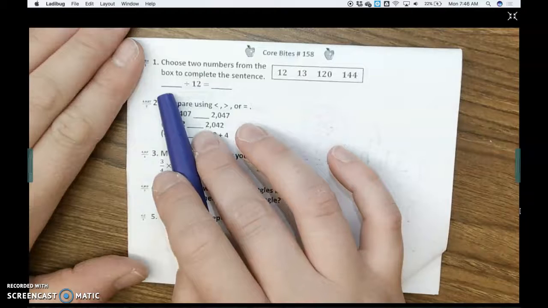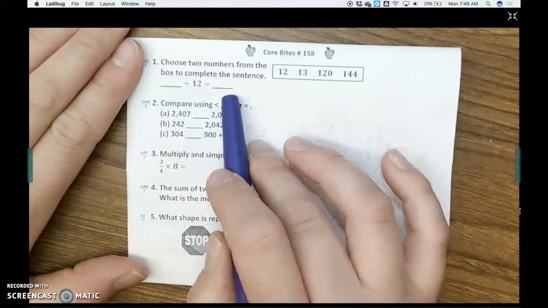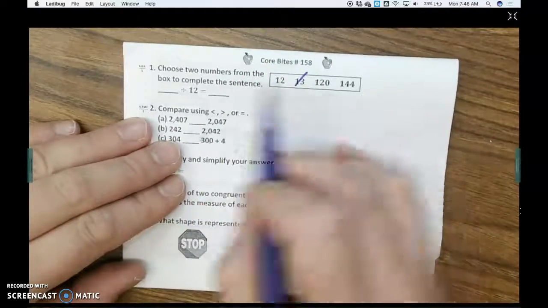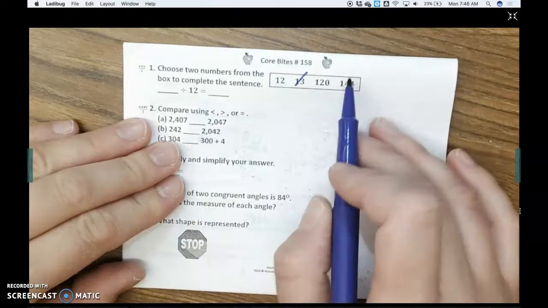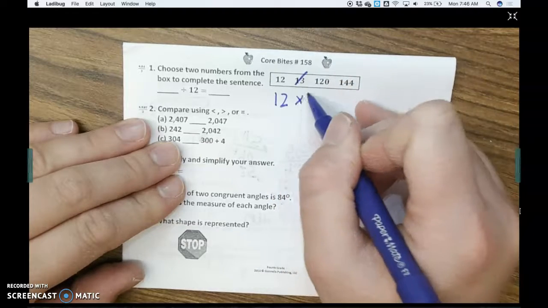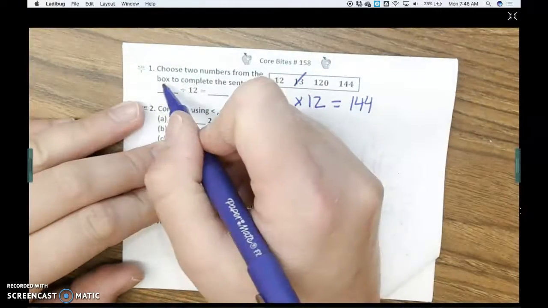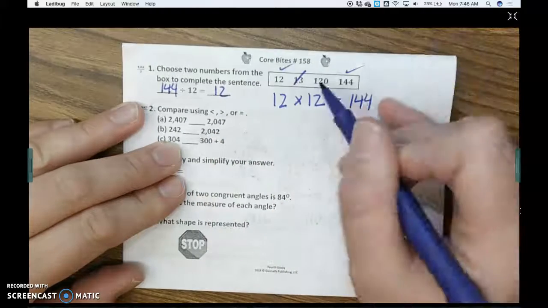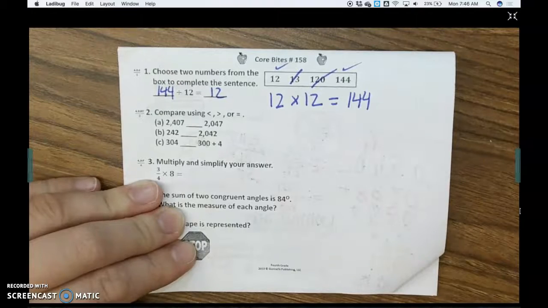13, can't divide 13 by 12. I can't think of anything that you would divide by 12 to give you 13. 120, 12 doesn't end in 0 or 5. But I do know something about 144. I know that 12 times 12 gives us 144. So if you take 144, divide it by 12, you're going to get 12. So the two numbers you're going to use are 144 and 12.